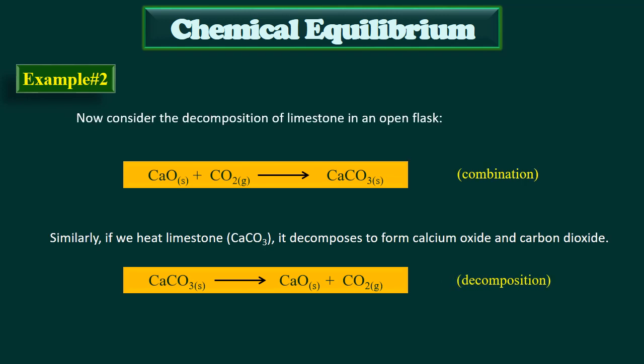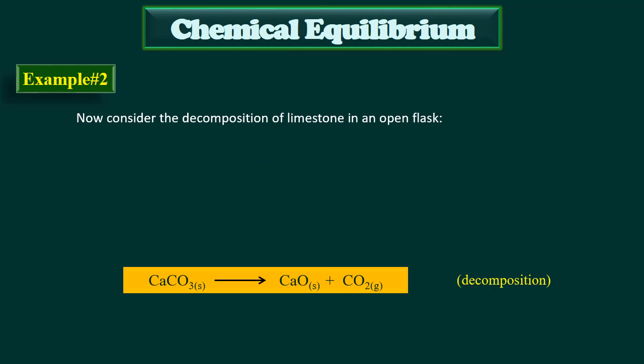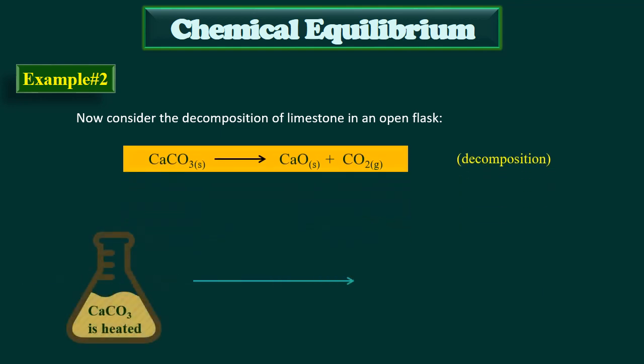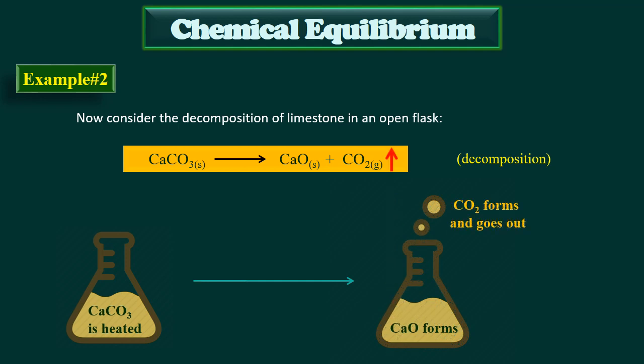Now consider just the decomposition of limestone in an open flask. So I erase the combination reaction. When calcium carbonate is heated in an open flask, calcium oxide remains in the flask, but carbon dioxide escapes out of the flask, and there is no chance of reverse reaction to occur, as carbon dioxide is one of the reactants of the reverse reaction. So this is an irreversible reaction and hence goes to completion.